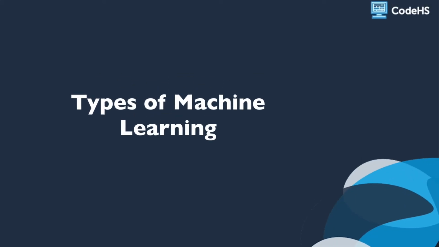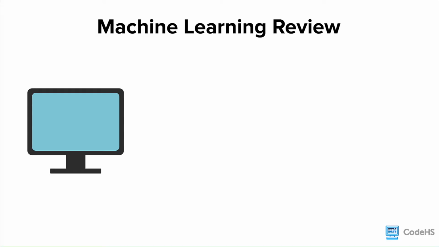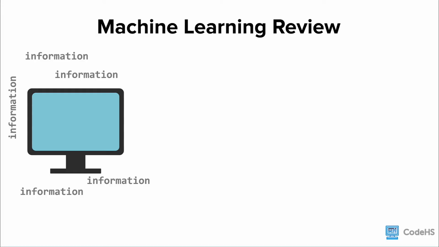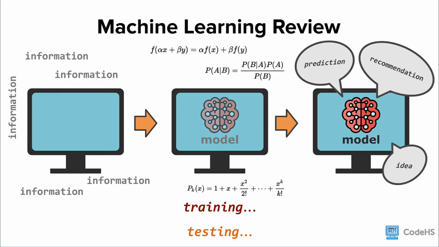Hi, in this lesson, we're going to take a look at three types of machine learning. Remember that machine learning is a process of presenting a computer with input data, letting our chosen machine learning model learn from the data using a series of mathematical algorithms, testing the trained model to ensure success, then using the model to make informed decisions and insights about future inputs.